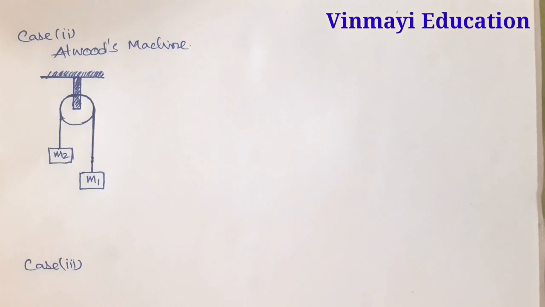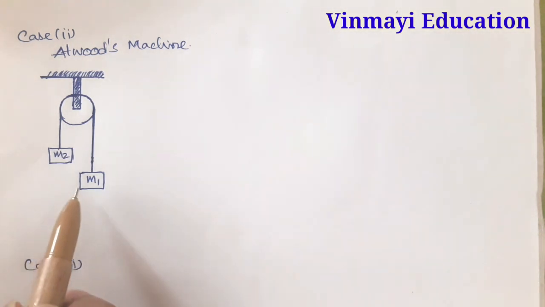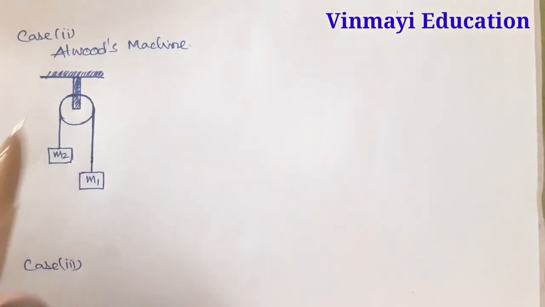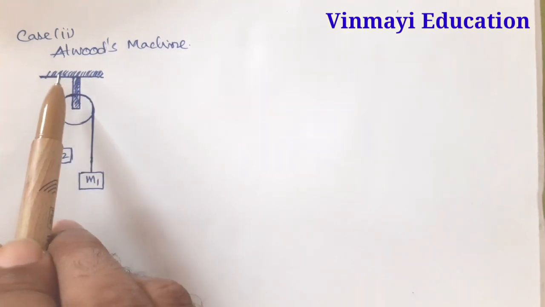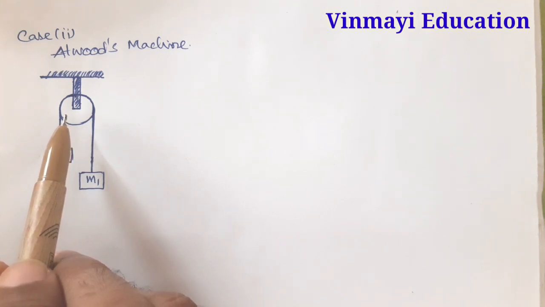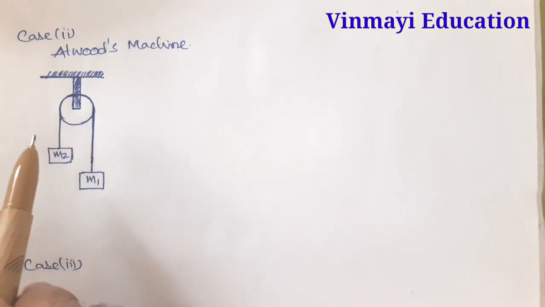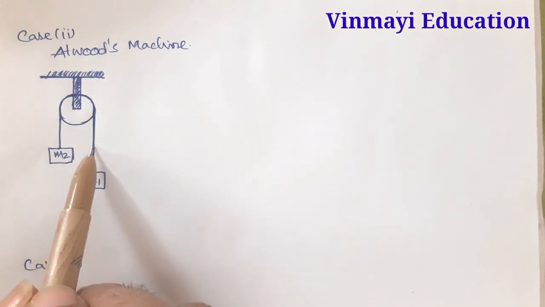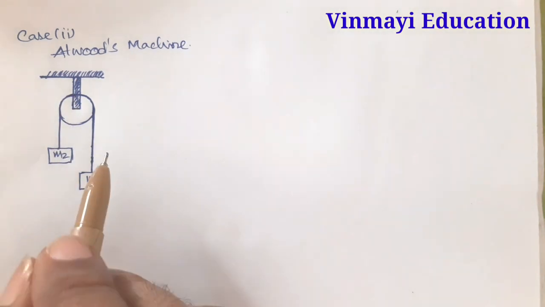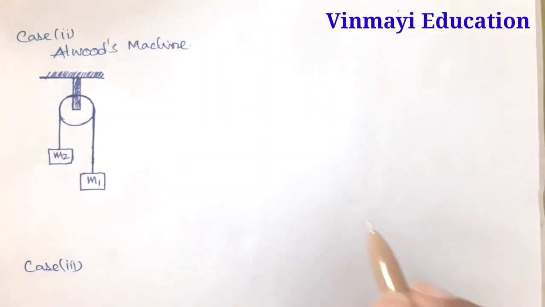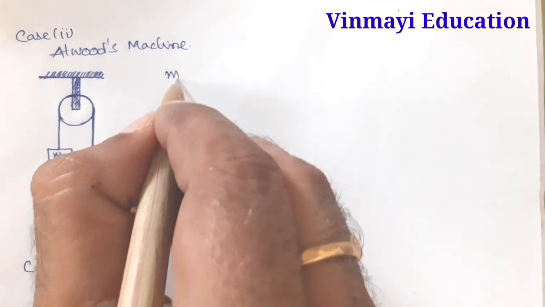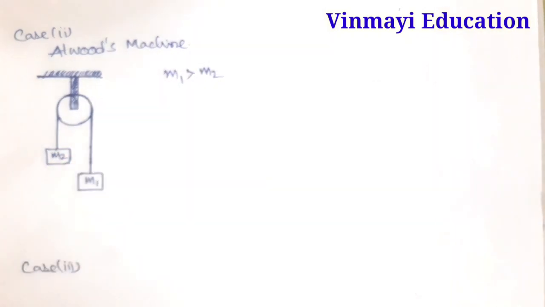Case 2. A towed machine. In this, two bodies m1 and m2 are connected by a string and they are over the pulley. This pulley is rigidly fixed to a support, and this pulley is a frictionless pulley. The string is an inextensible string which passes over the frictionless pulley. And here I consider that out of these two masses, m1 is greater than m2.